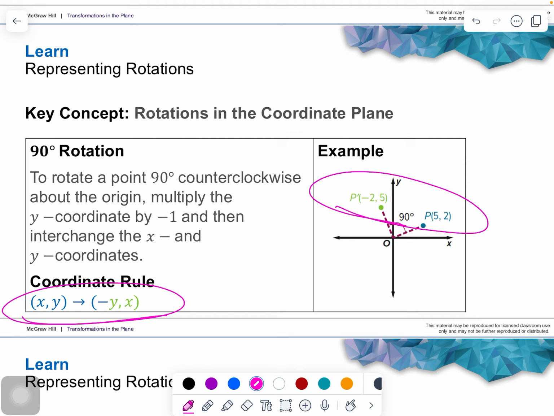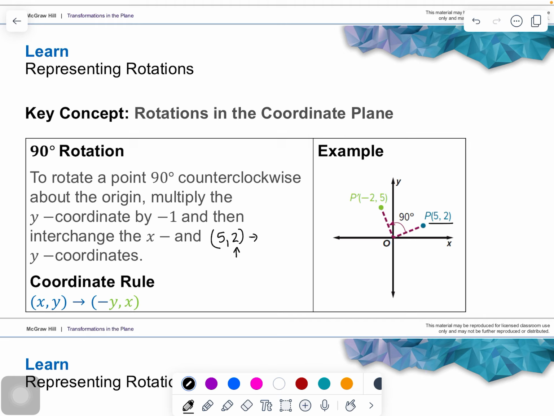Okay. So let's show you that as an example. Here they've given us that our pre-image is (5, 2). And what they tell you to do is to change the sign on your y and then move it forward. So -2 moves forward, and then you move this back 5. That's for a 90-degree rotation.